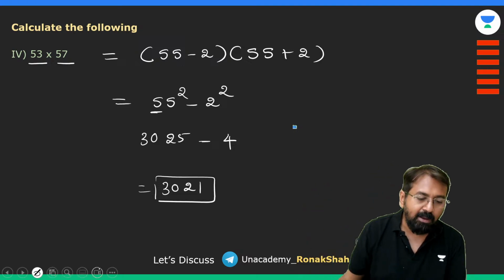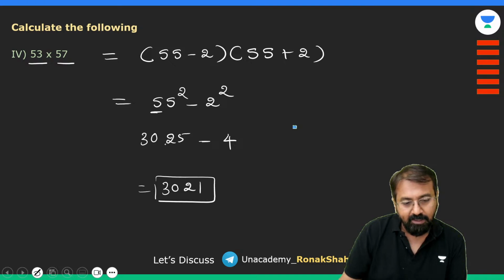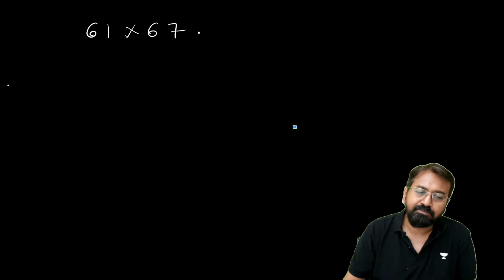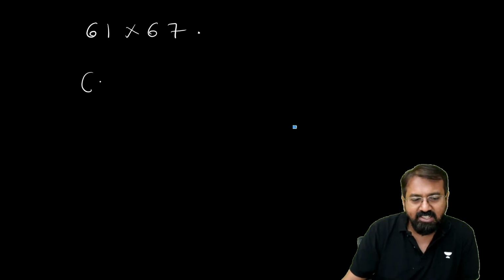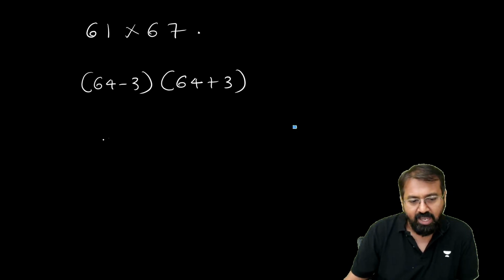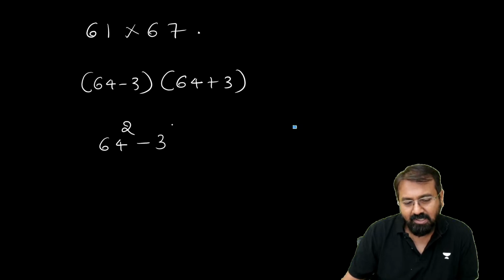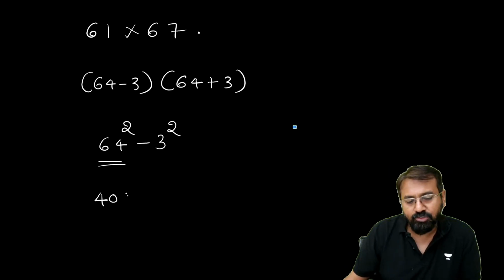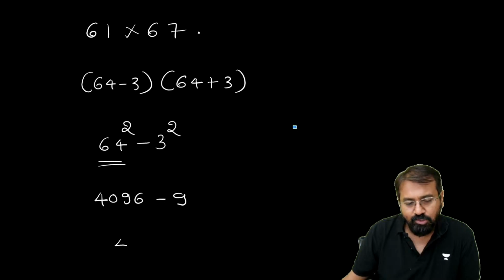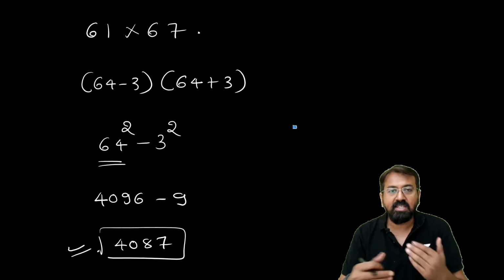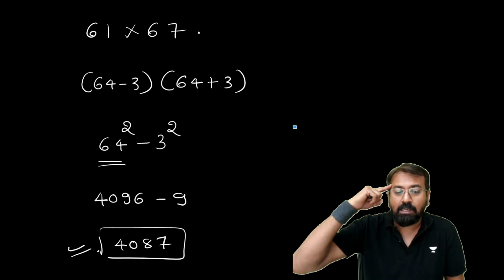Guys, let me give you one more example for such a situation. Say you come across 61 into 67. Can I say this is nothing but 64 minus 3 into 64 plus 3? So I can write this as 64 square minus 3 square. If you can calculate 64 square quickly in your mind, that will be amazing. It's 4096 minus 3 square, which is 9. So it's going to be 4087. Have you all understood this? See how easily I can do my calculations, provided I'm able to calculate that square in my mind.